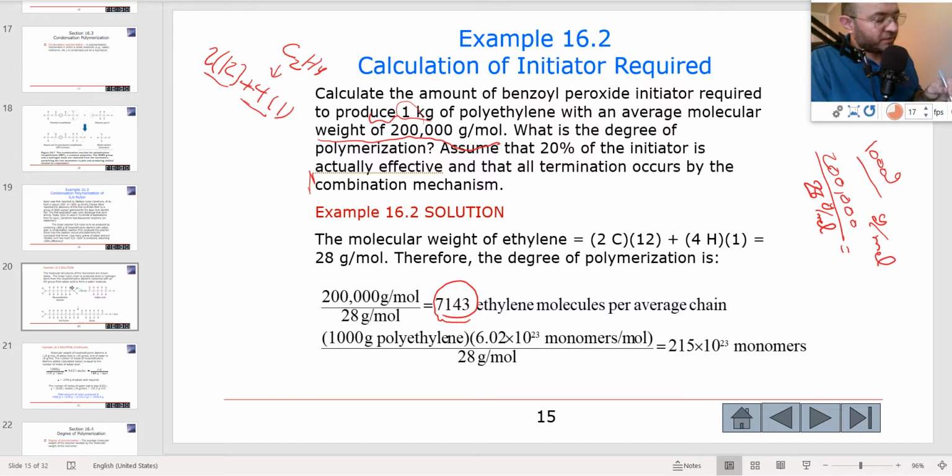Now in this case we have 7,143. Now the other question that makes our mind busy is how many monomers we have in this case. Again, we know for one mole of it we have this much. Let's look at 1 kilogram. 1 kilogram is 1,000 grams. So 1,000 grams divided by 28. This can give me the number of moles of ethylene in 1 kilogram. A number of moles of ethylene times this. Again, this monomer in this case stands for ethylene.